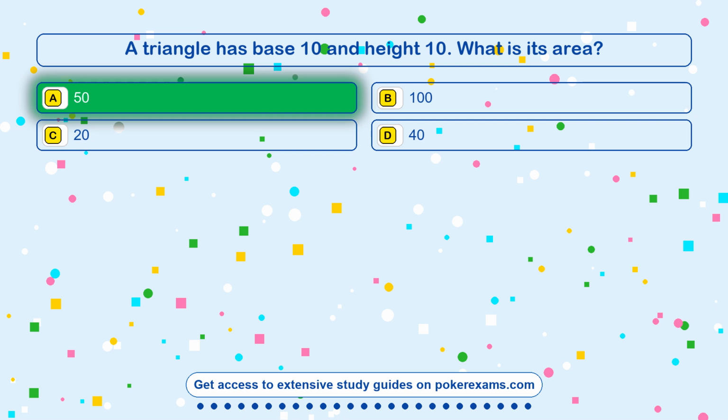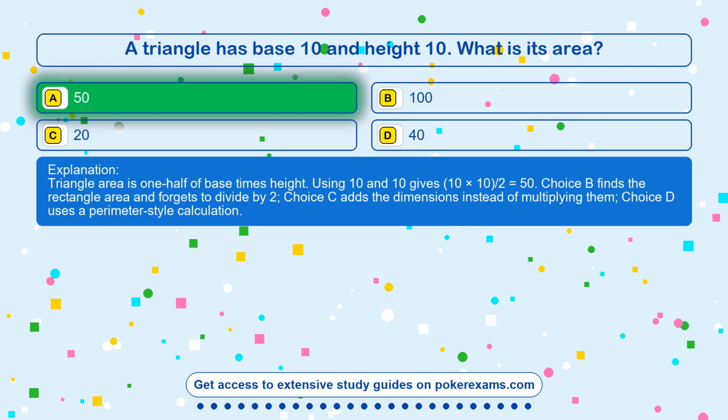The correct answer is option A, 50. Triangle area is one half of base times height. Using 10 and 10 gives 10 times 10, divided by 2, equals 50. Choice B finds the rectangle area and forgets to divide by 2, choice C adds the dimensions instead of multiplying them, choice D uses a perimeter style calculation.